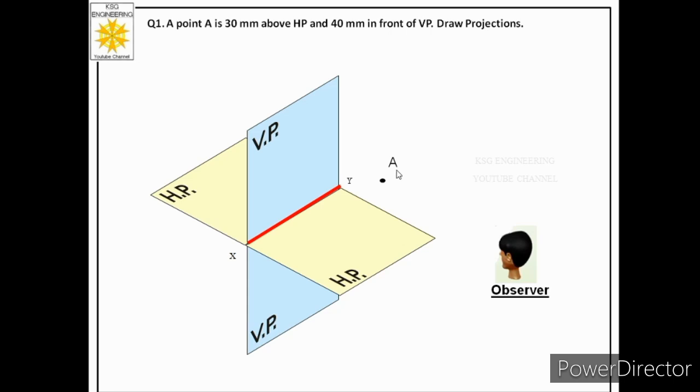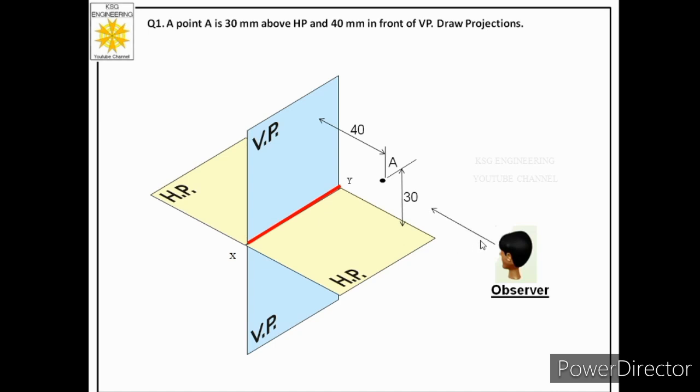So name of the point is capital A. So over here he says 30 mm above HP. So it is placed at 30 mm from HP, and it is 40 mm in front of VP. So if we have to draw the front view of this point, then what will happen?